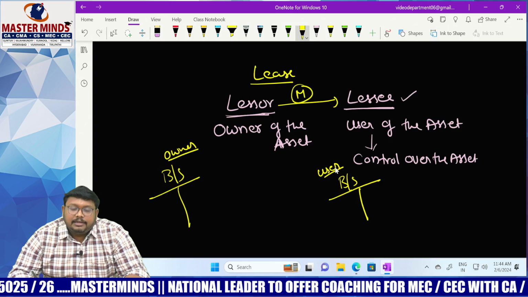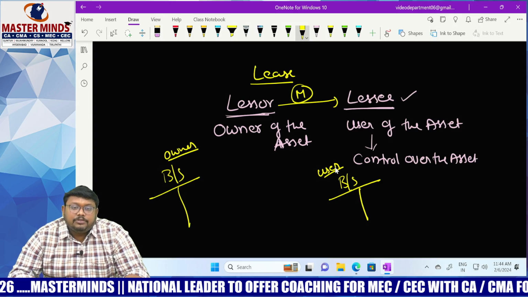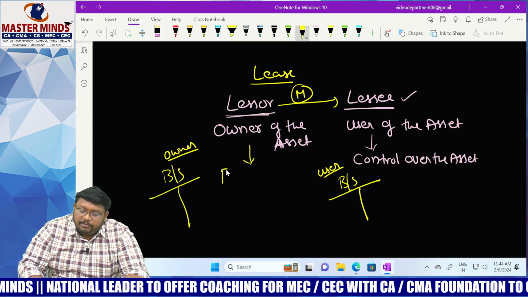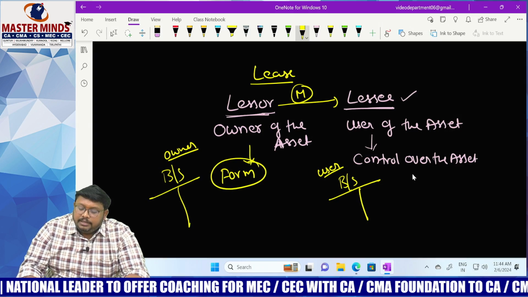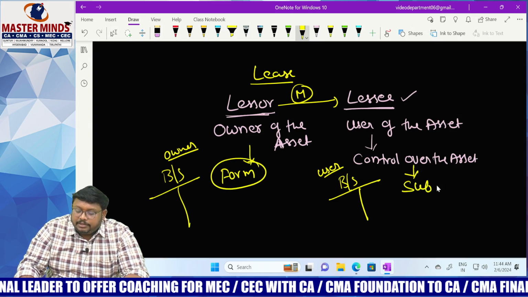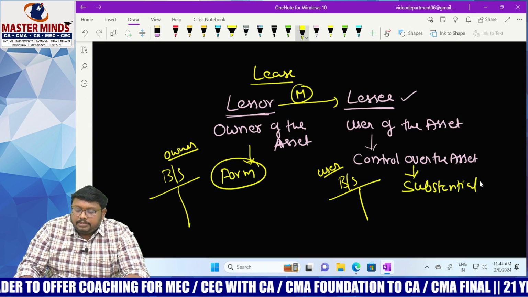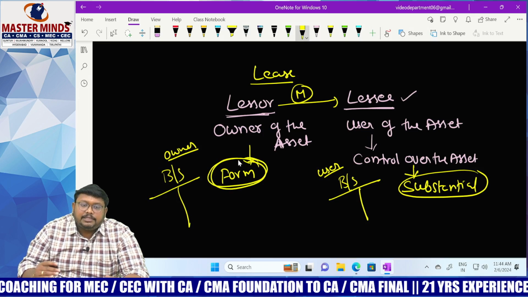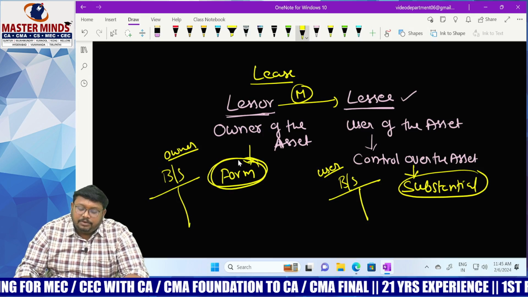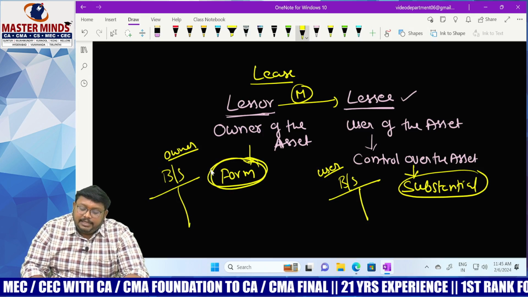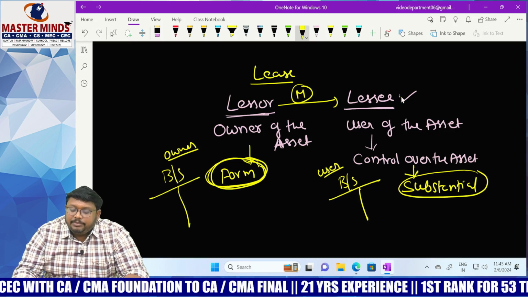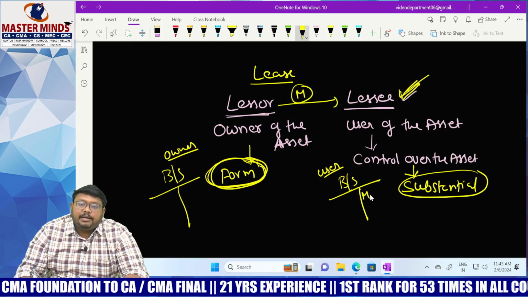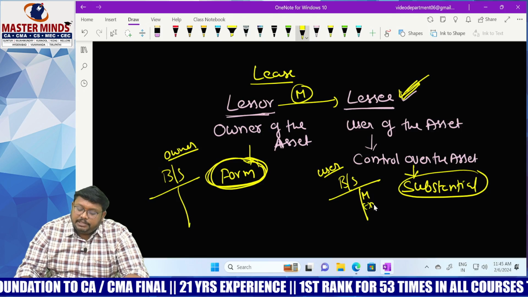Here it is clearly stated that we are having substance over form of a transaction. That means who is the form? Legal form. As per legal form, who is the owner? Lessor is the owner. Substantially, who is the owner? Lessee is the owner. So substantial transactions have more power than the form of a transaction. Substance over the form. So in that condition, lessee can claim the depreciation, which means the lessee has to show this machinery in his balance sheet, and he will show the depreciation also.